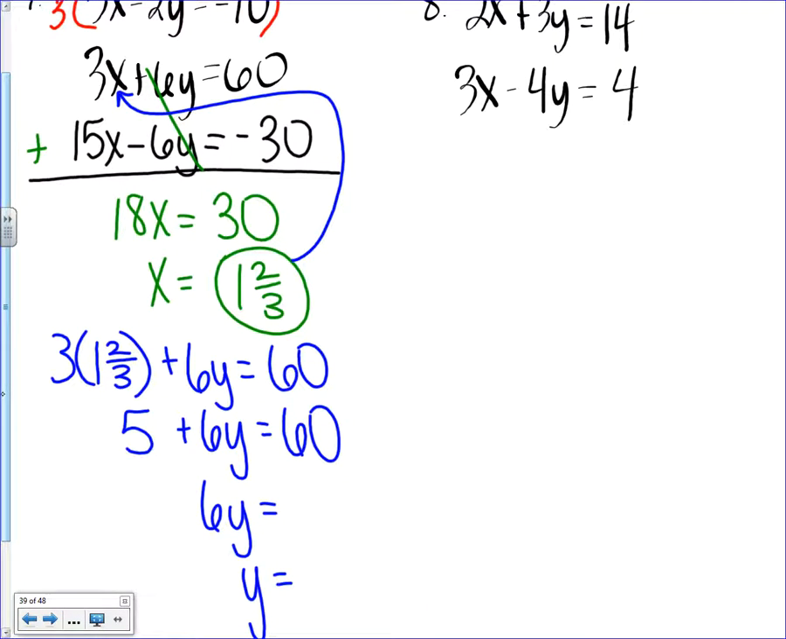5. Then we have to subtract the 5 over, and that gives me what, 55? And then we have to divide by the 6, and that gives you another fraction, doesn't it? What is it? What is the fraction answer to that? 9 1/6. So, is this a problem that you wanted to graph?